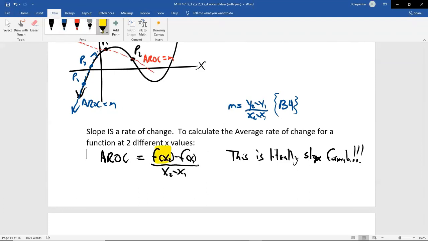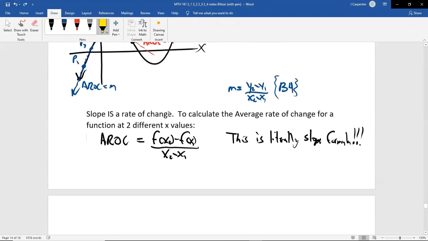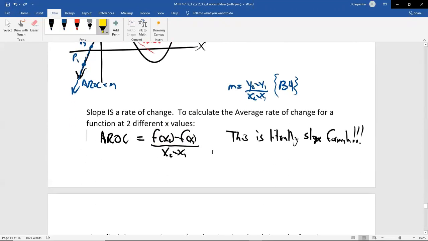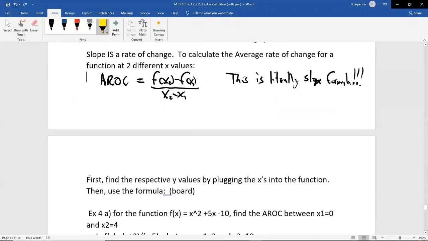Once again, this right here is just y2. This right here is just y1. It's just written in fancier lingo. But the lingo has its strengths, as we've discussed. So again, this will feel like there's one new step in that you'll have to find the y values. So first you'll have to find the respective y values by plugging the x's into the function, then use the formula, which above, it's not on the board. There is no board.